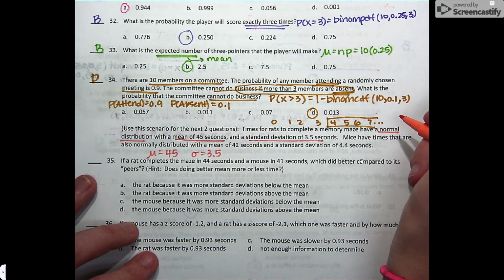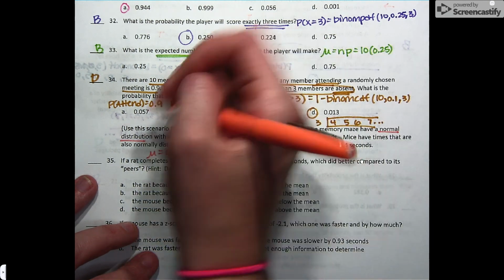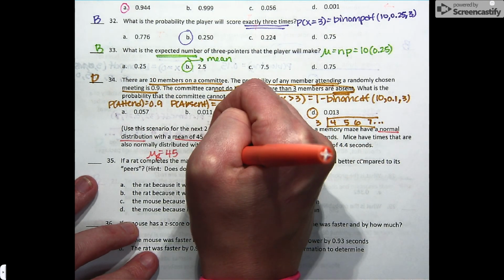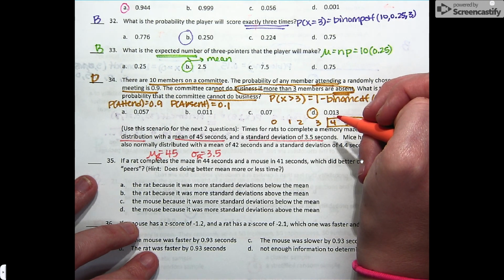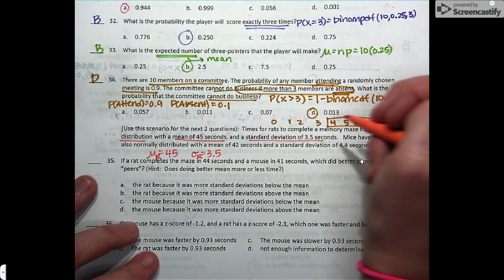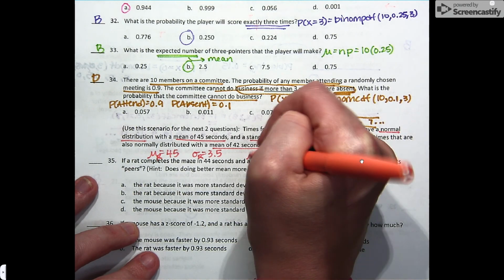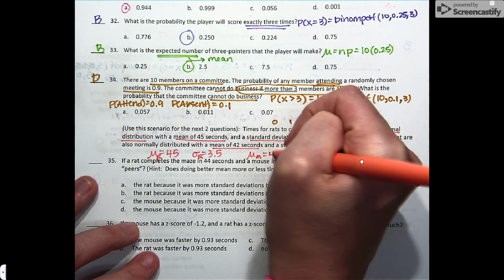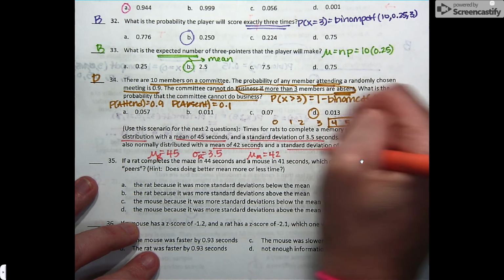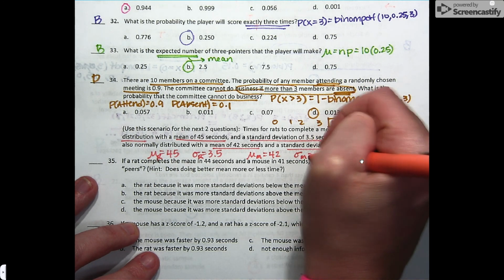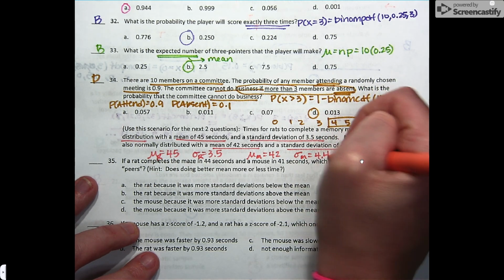Mice have times that are normally distributed. Oh, okay, so I just realized these were rats. So I'm going to do mu sub r and sigma sub r because those are rats. Then we have mice. So mice have a mean of 42 seconds, so mu sub m is 42, and a standard deviation, so sigma sub m is 4.4.